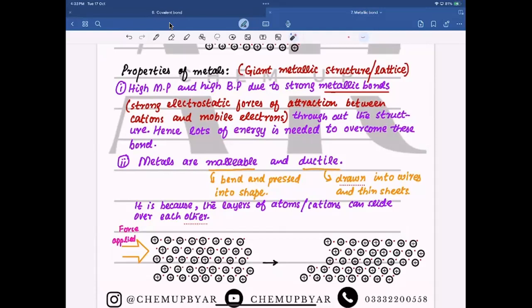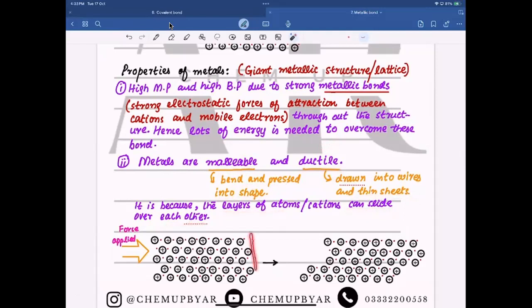The second property is that they are malleable. Malleable means they can be bent and pressed into shapes by applying external force. The next thing is that they are ductile, which means they can be drawn into wires and thin sheets. And why are they malleable and ductile? Because when we apply force, the layers of atoms or cations can slide over each other.